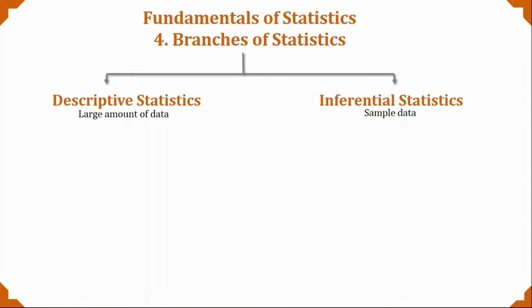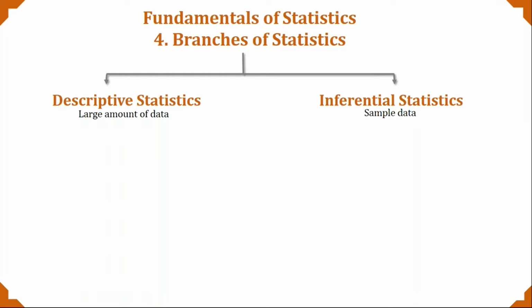To analyze the data, we shall be using descriptive statistics, and to come to a conclusion about the whole population, we shall be using inferential statistics with the sample data, not with the population data, right? So as defined, these are two different branches of statistics. One is descriptive and another one is inferential.